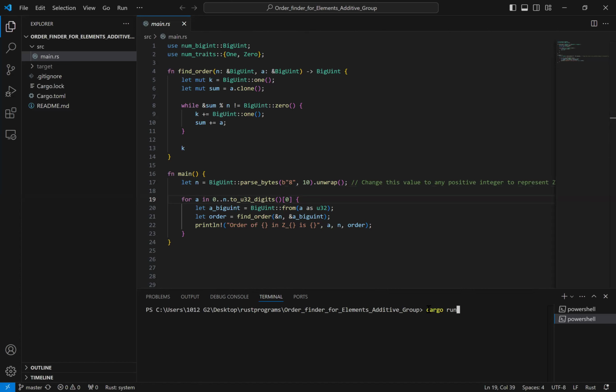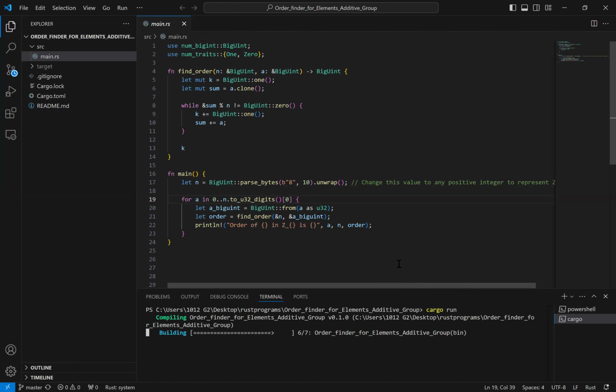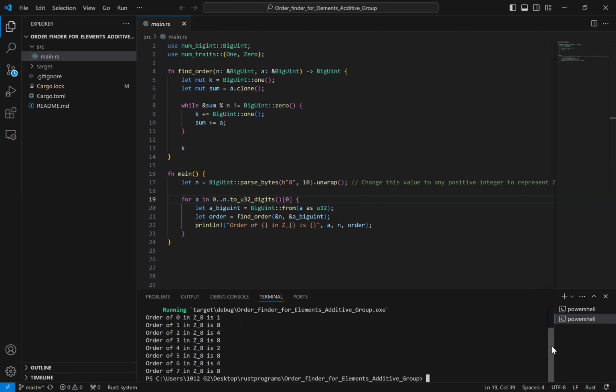I'll go run. So the code has run. You can see the result at the bottom. Yes, saying the order of 0 in Z8 is 1. That means you can add 0 once to get 0. That's what it means: the order of 0 is 1. And then the order of 1 in Z8 is 8. That means you'll add 1 8 times to get 0. Then the orders of the other elements are given.